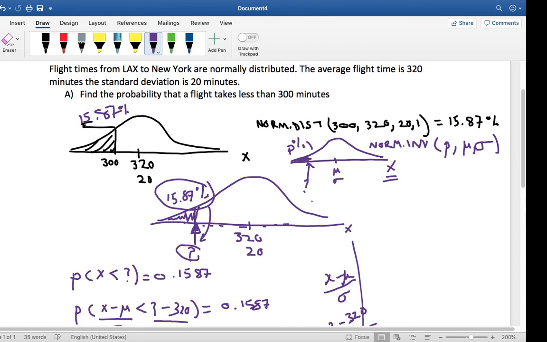So for this particular question, how would we do it? To find this value in here, we can just use NORM.INV of 0.1587. But the mean is 320 and the standard deviation is 20. And let's see what that gives us. So we can use NORM.INV 0.1587. Let's go over here.